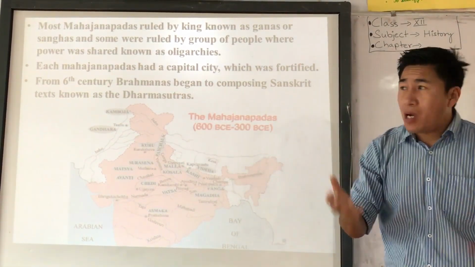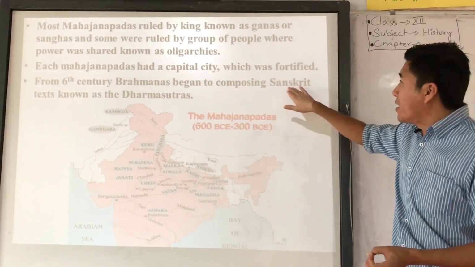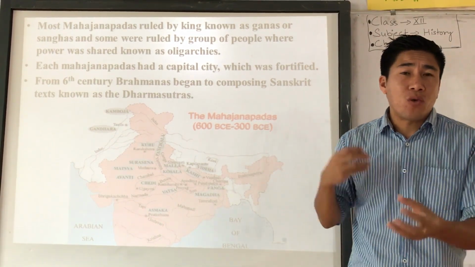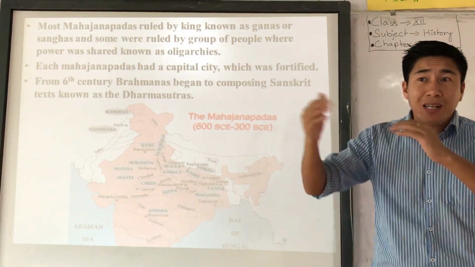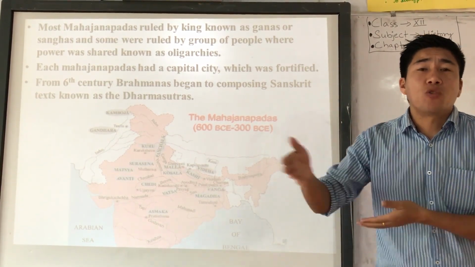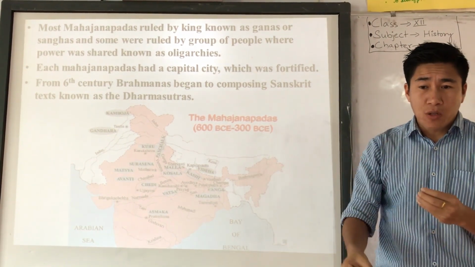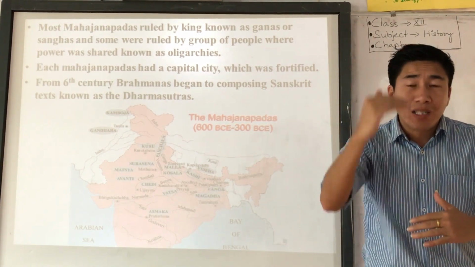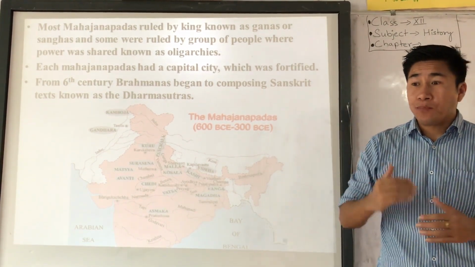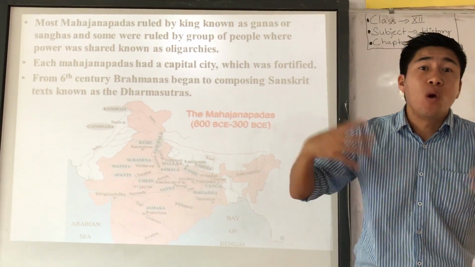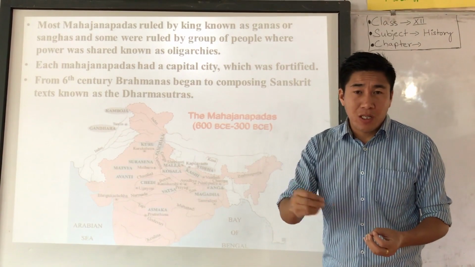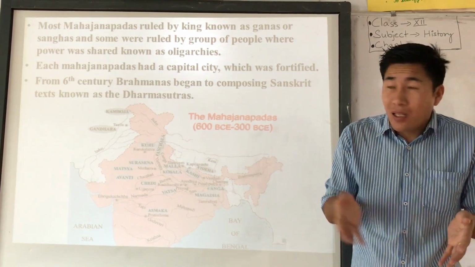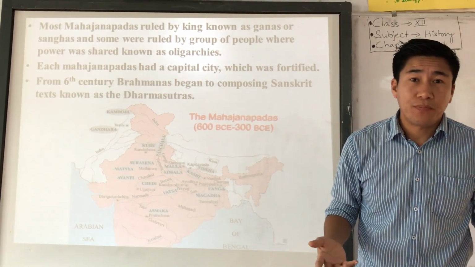Okay. Then one of the most important changes during that time: in the 6th century BC, Brahmins began to compose, meaning write, Sanskrit texts known as the Dharma Sutras. In the 6th century BC, Brahmins started to write Dharma Sutras and Dharma Shastras. And later on, in the 2nd century BC, they wrote the Manusmriti. All these texts mention the different kinds of rules and regulations that people needed to follow. These texts contained the Varna system, marriage rules, and how society needed to work. Everything was written in these texts. Even in India today, these texts matter a lot.